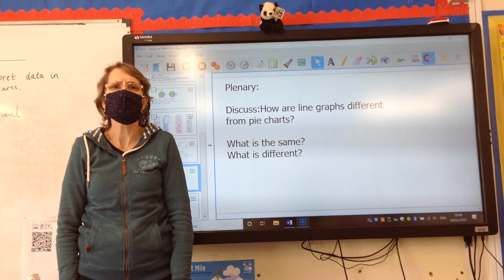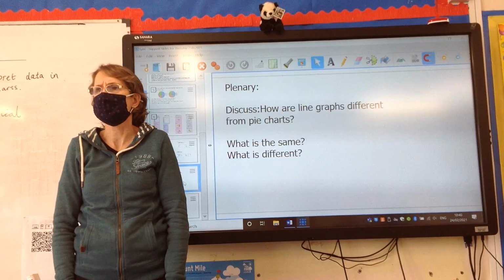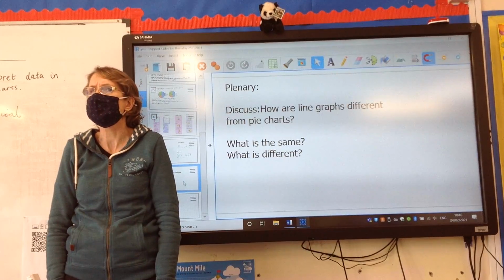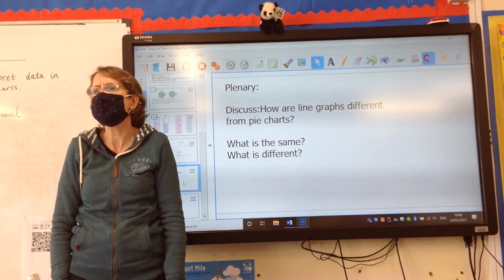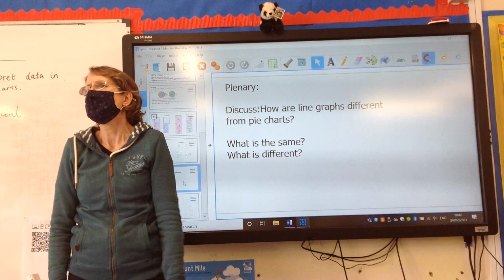Which one do you prefer? Which one's easiest to read? The pie chart. Pie chart, right. It's nice and clear, isn't it? Nice and clear and easy to read. A line graph is easy to read, but you need to be accurate, you need to use a ruler, you need to be very careful.